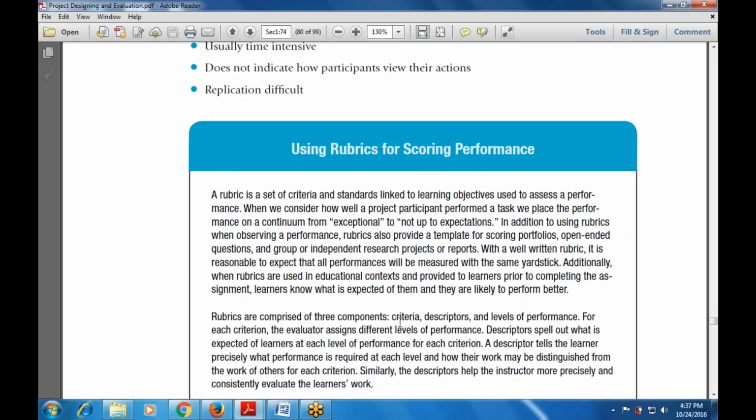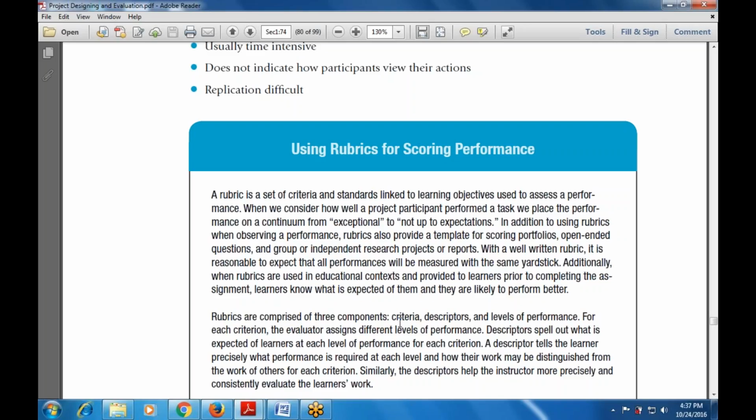The rubrics are comprised of three components: the criteria, descriptors, and levels of performance. For each criterion, the evaluator assigns a different level of performance. Whatever the criterion, whatever the term that is used, different levels of performance will be assigned. That depends on the evaluator.